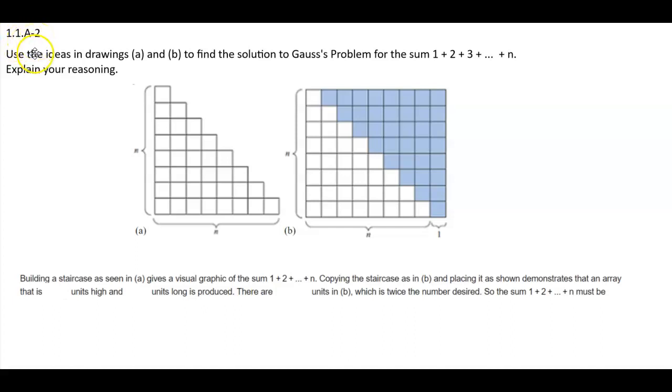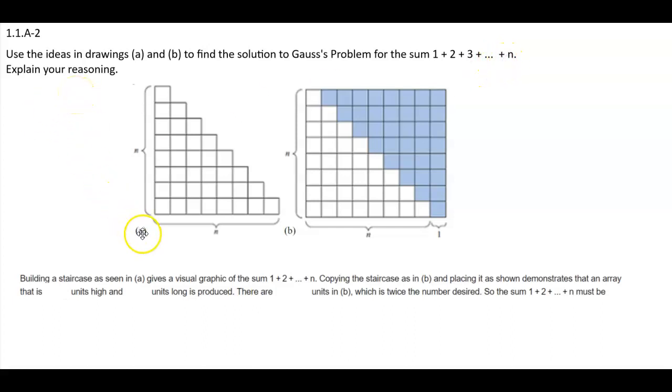1.1.A-2. We're using the ideas in drawings A and B to find the solution to Gauss's problem for the sum 1 plus 2 plus 3 plus ... plus n, and then explain your reasoning.